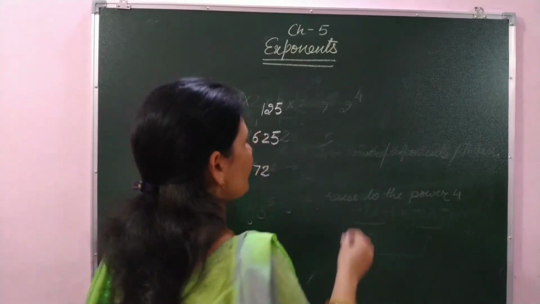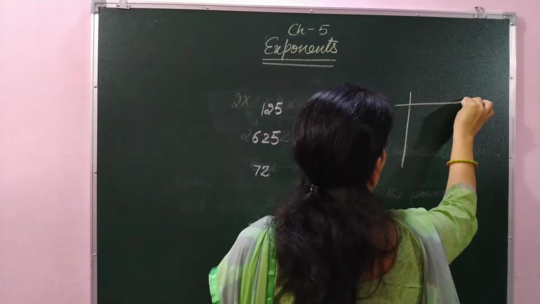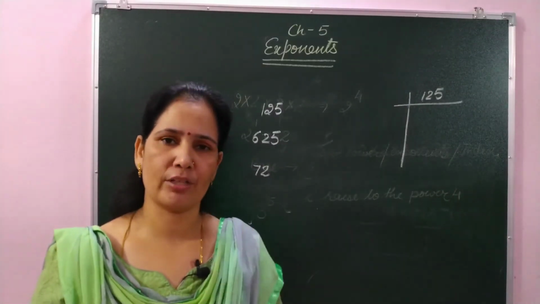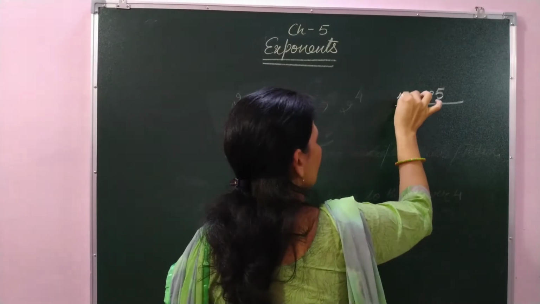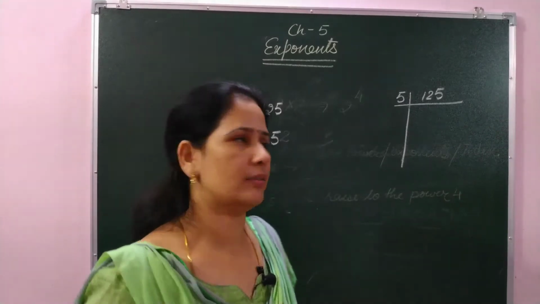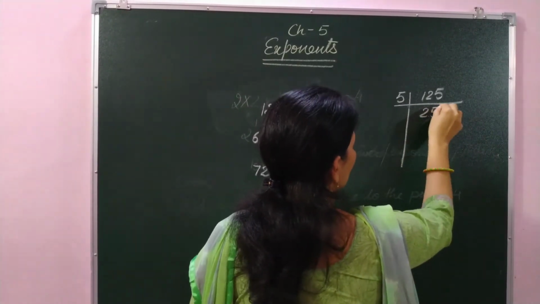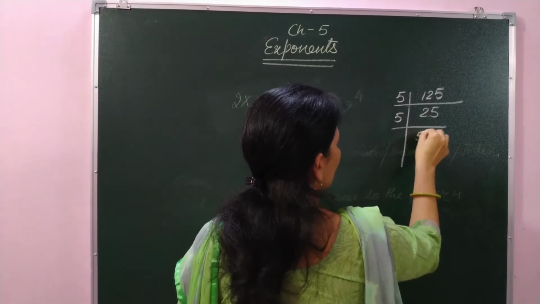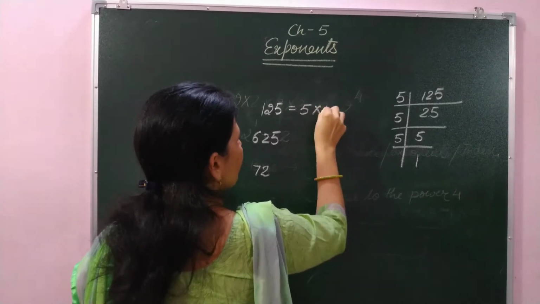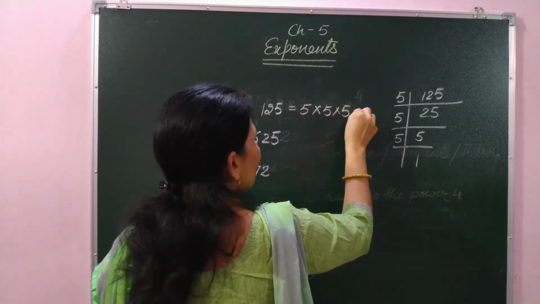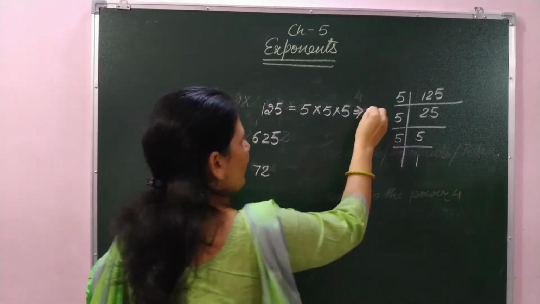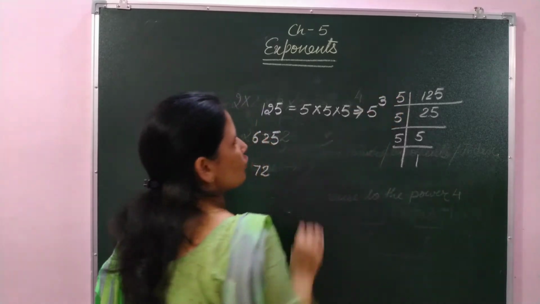How to solve? So students, here we follow the prime factorization method. In the prime factorization method, we use only prime numbers to find the factors. So 5 2s are 10, 5 5s are 25. Then 5 5s are 25 and 5 1s are 5. So the factors of this number are 5, 5 and 5. How many times does 5 repeat? Yes, of course 3. So we write 5 raised to the power 3.